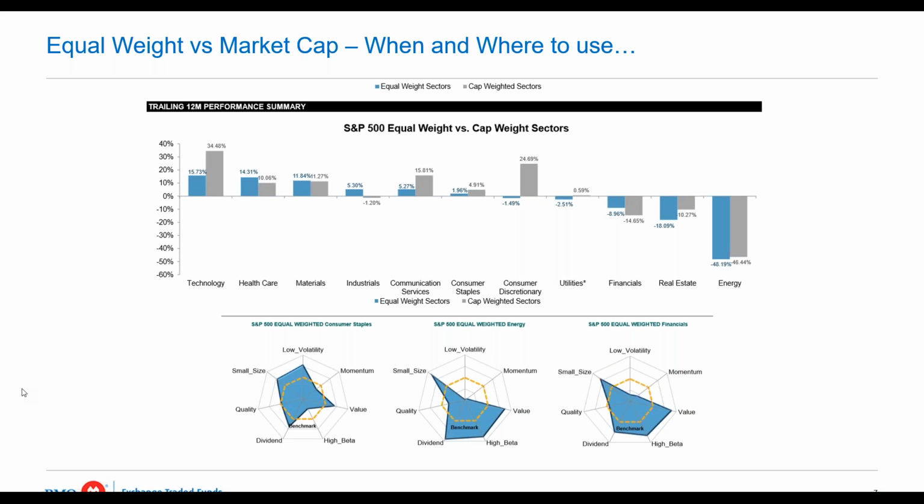So it does also depend on what you're looking for in terms of the return you want out of the portfolio, which weighting scheme you might want to use.